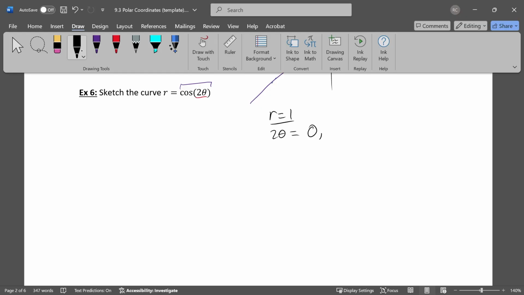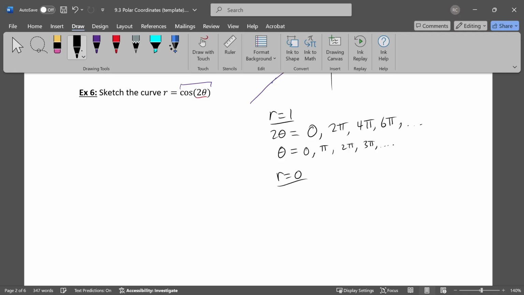I also get 1 for cosine at 2 pi, at 4 pi, at 6 pi, every 2 pi multiple, right? And of course, all the negative ones as well. But for sketching, we won't need to really draw the negative angles for these. Now I divide all of these angles by 2, and I see that when theta is 0 or pi or 2 pi or 3 pi, etc., that's when r will be 1.